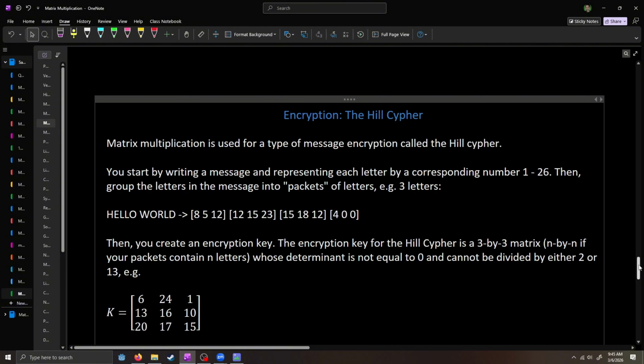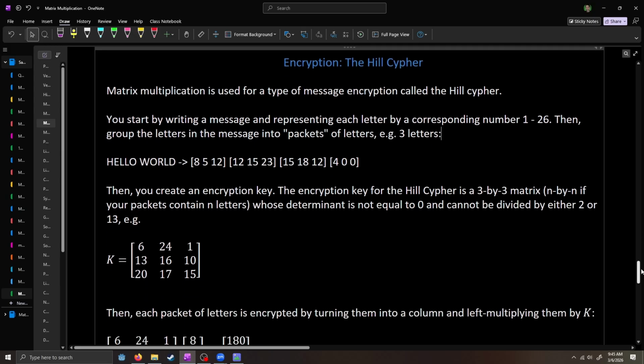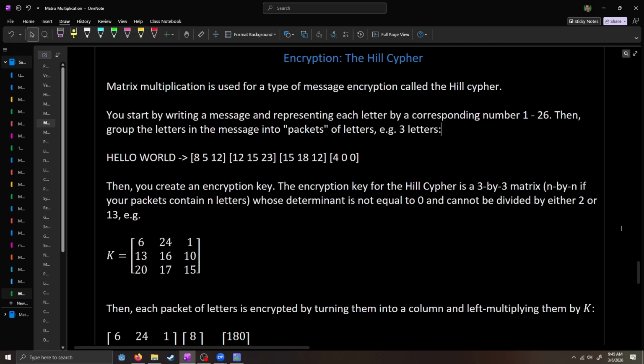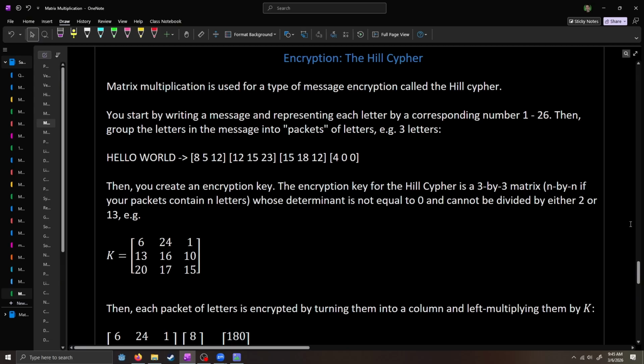So now you want to create an encryption key. An encryption key is a means of encoding and decoding the message. And in theory, you and the person that you're communicating to are the only people who know what the key is, so that you can encode the message securely and that other person can decode the message securely using the key.